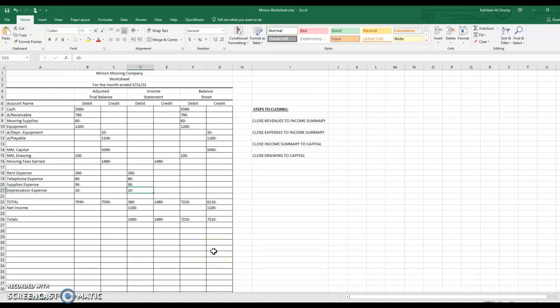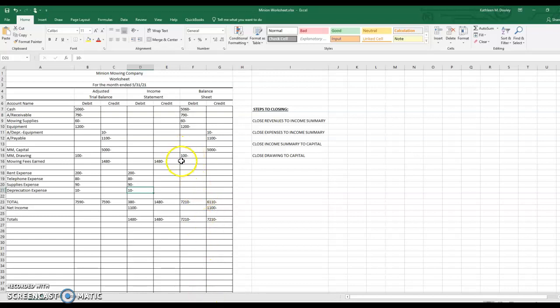Okay, here we're continuing on. We started talking about closing, the last step of the accounting cycle, and we had gone through the first three, and we were talking about the fourth step to closing, which is to close drawing to capital. And we found drawing here on our worksheet. It's a $100 debit, so to close it, we're going to have to credit it.